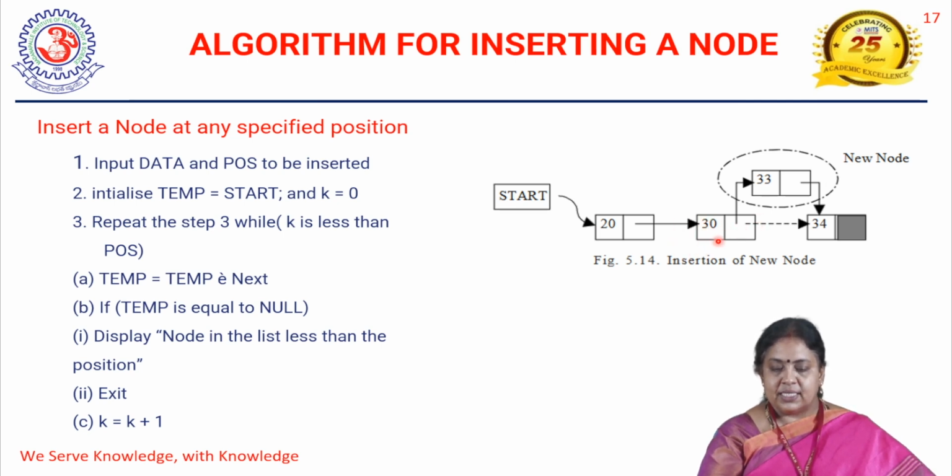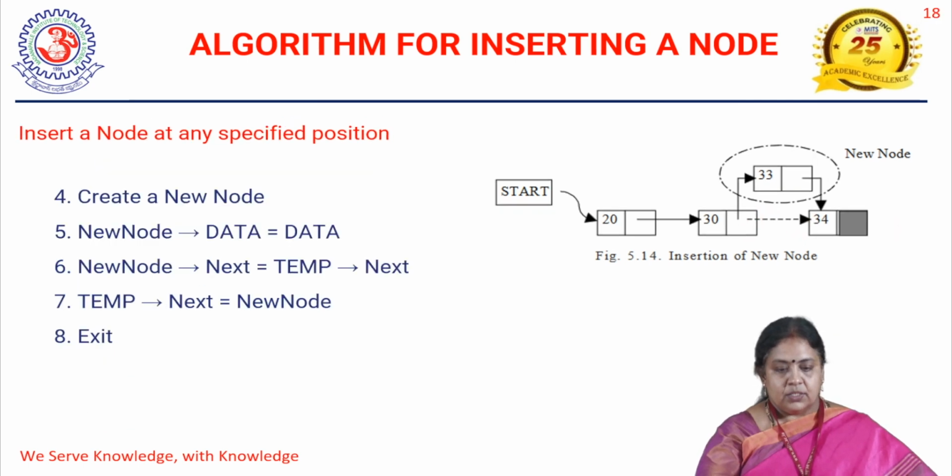For example, this is a specified location. Then what you have to do? Now, simply what we can do, you are going to traverse here. So you are going to make the temp of link equal to temp of link, and you are going to increment k. Okay, so see here.